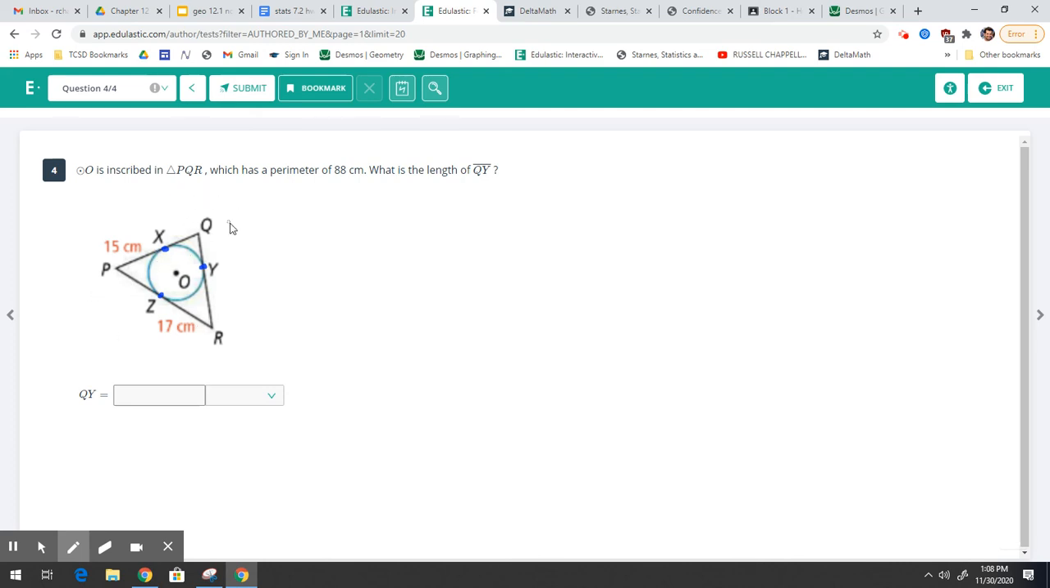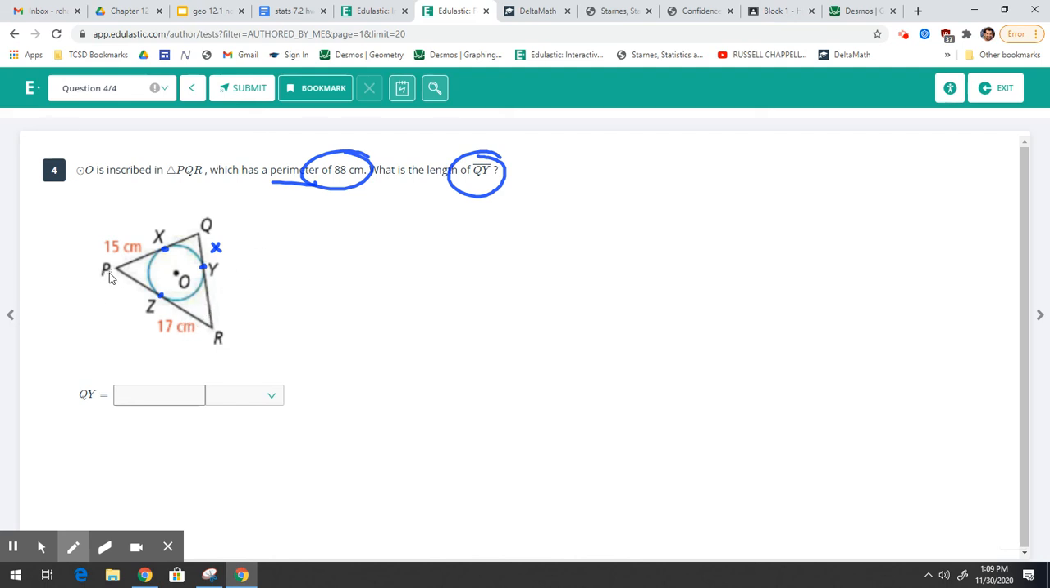Now it tells us that this triangle has a perimeter of 88 centimeters. Remember, perimeter is the sum of all the sides. What is the length of QY? I'm going to call that lowercase x. Well, this problem has to do with that two tangents theorem.